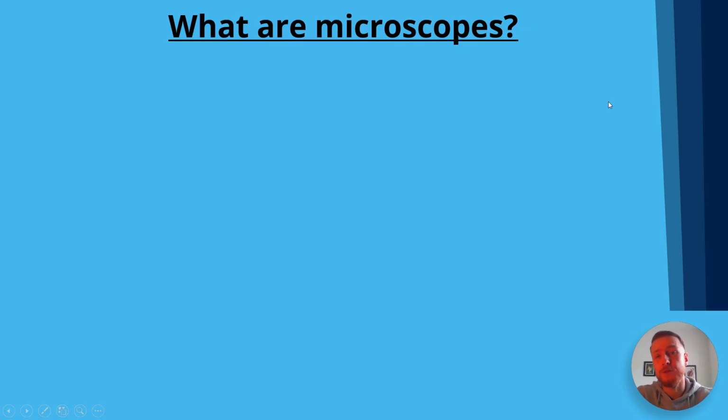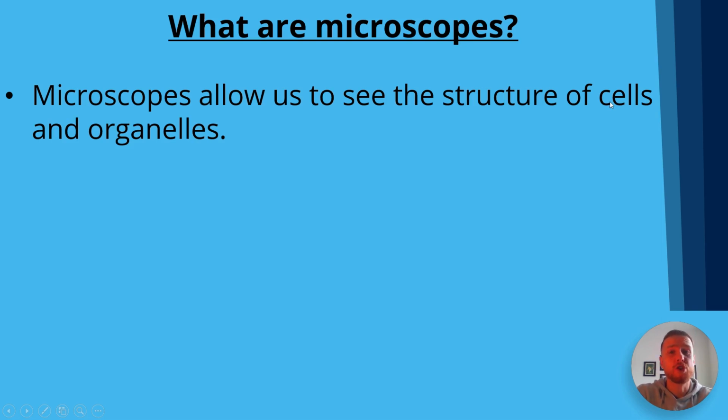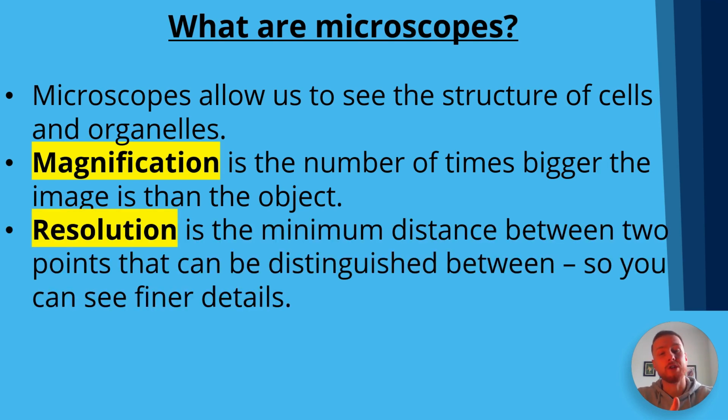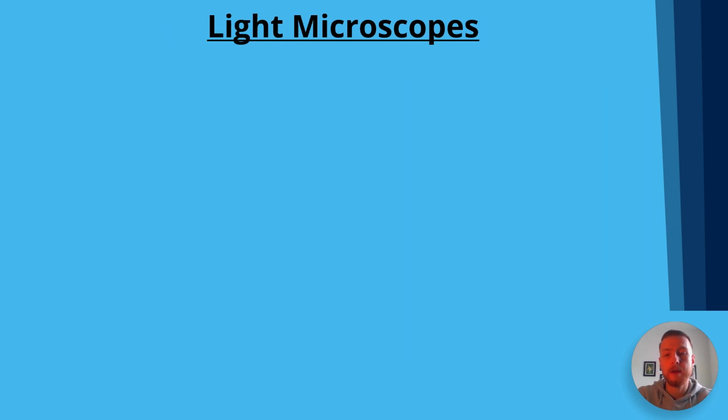So what are microscopes first of all then? Well, microscopes allow us to see the structure of cells and organelles. Magnification is the number of times bigger an image is than the object. Resolution is the minimum distance between 2 points that can be distinguished between, so you can see finer details. So higher resolution microscopes allow you to see more detail and more structure.